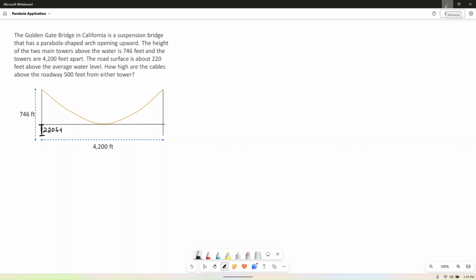And so what is the distance from the road surface up to the top? Well, if the whole thing is 746, then 746 minus 220 is going to be 526 feet. So from the roadway to the top of the tower is 526 feet. We know the distance between the two towers is this 4,200 feet down at the bottom.